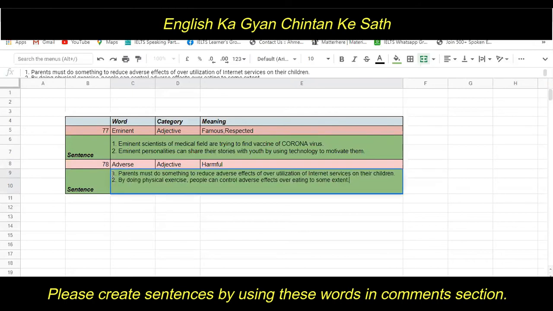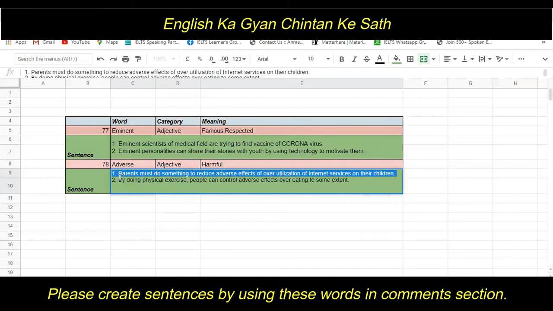Now let me go to the first sentence that I have created for this particular word. The sentence is, parents must do something to reduce adverse effects of overutilization of internet on their children. See, nowadays people are getting more habituated to using more and more internet. They like to spend more and more time on internet, and children are also one of those individuals, right? Because of this, sometimes they feel so much stress. Sometimes they also become the victim of some mental ailments, some mental disease, and all those things. So parents must do something to reduce the harmful effects of internet on their children.